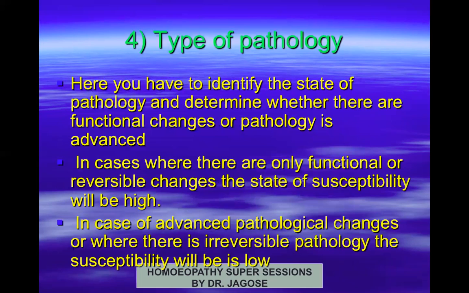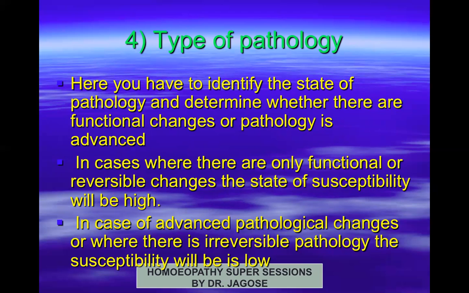Now the next point is the type of pathology. Here you identify the state of pathology and determine whether there are only functional changes or there are structural changes or the changes in the part, location, or the organ is advanced. In cases where there are only functional or reversible changes, the state of susceptibility will be high. And advanced pathological changes or where there is irreversible pathology, the susceptibility will generally be low. So again, there's no watertight compartment. It has to be moved according to the case.